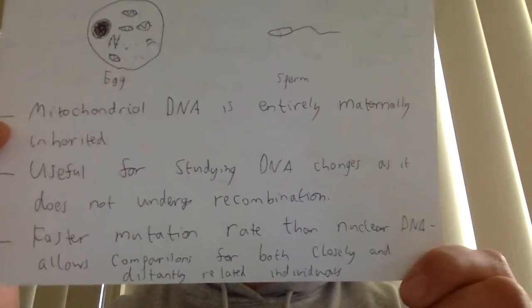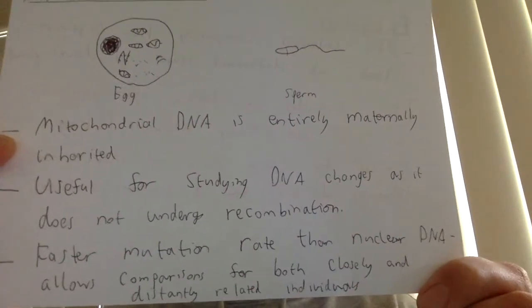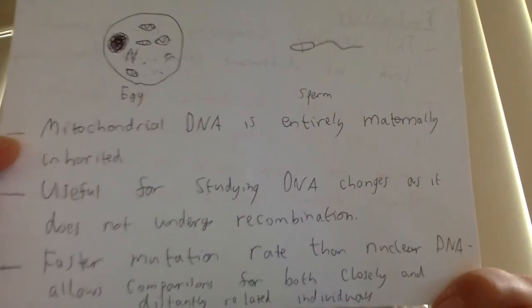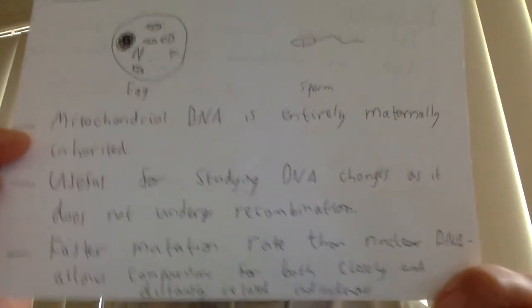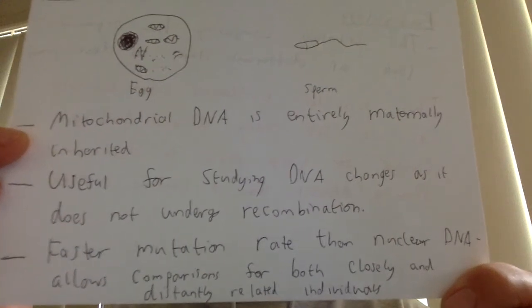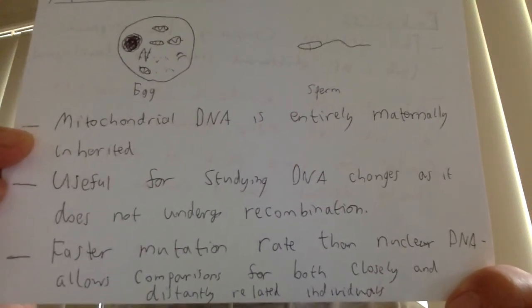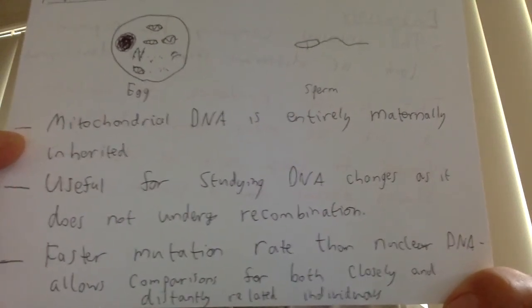And it also has a faster mutation rate than nuclear DNA. So it mutates much quicker than the DNA in our nucleus does. That's really useful for analysing organisms because it enables us to do more for comparing closely related individuals. Closely related individuals, when their nuclear mutations are happening a lot slower, won't have many mutations that are different at all, whereas their mitochondrial DNA, which is mutating much quicker, will have more differences, and therefore we can analyse things that are very closely related as well as distantly related things.